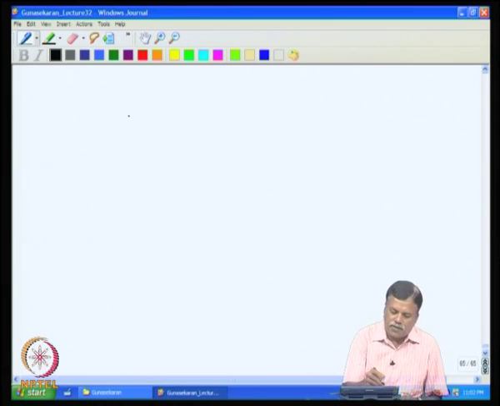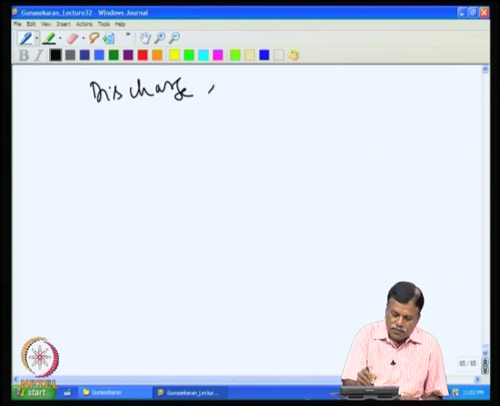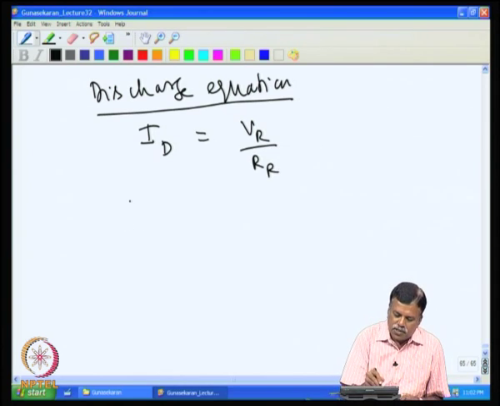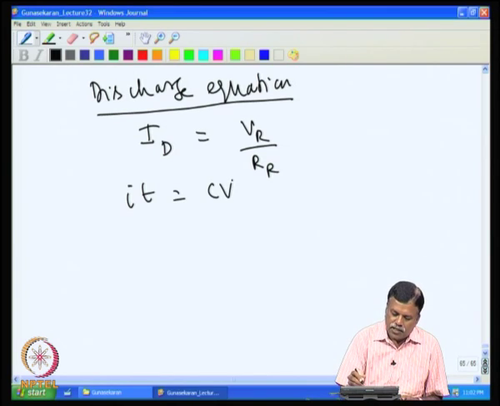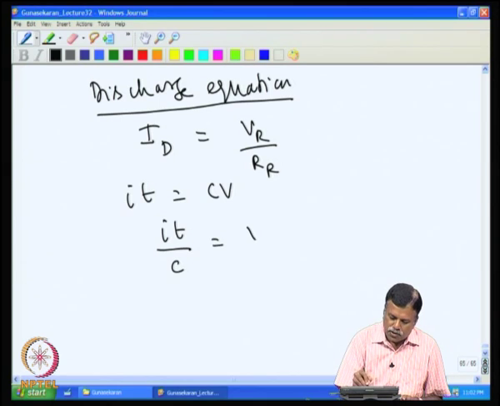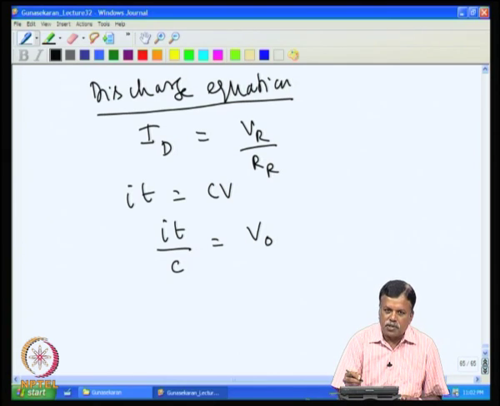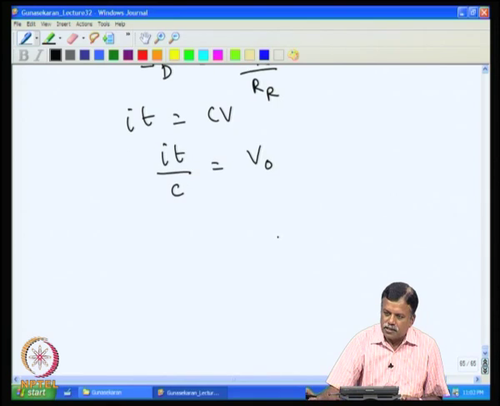Now, if we look at the discharge equation, the discharge current I discharge is nothing but V reference divided by R reference. Using the same capacitor equation, I t is equal to C V, we can write the time to discharge. Again the same equation comes, I t by C is equal to V naught. The charge delivered to the capacitor when S1 is on must be equal to the charge that went out when the capacitor completely discharged.